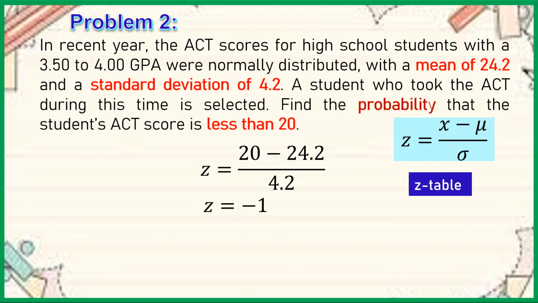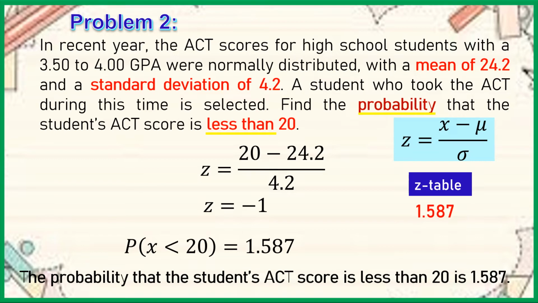From the z table, z equal to negative 1 gives 0.1587. Since we are looking for less than, whatever the value in the table will be the final answer. And since it is a probability, no need to multiply by 100%. So the probability that the student's ACT score is less than 20 is 0.1587.